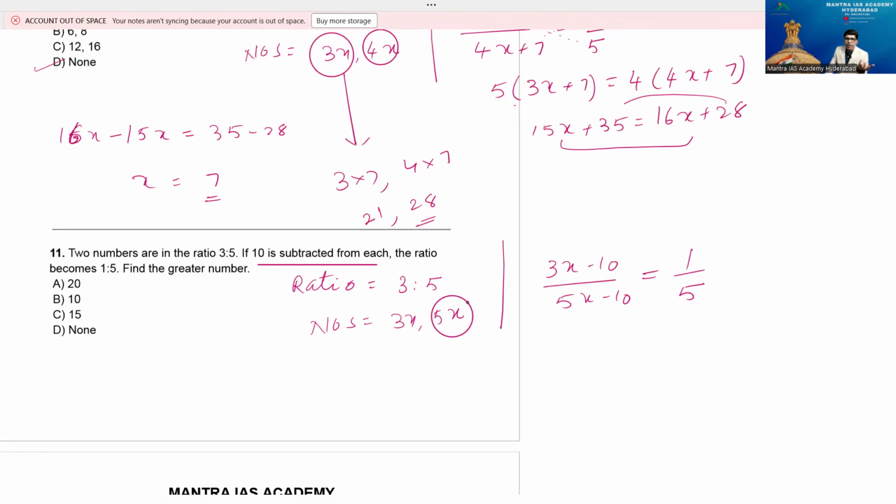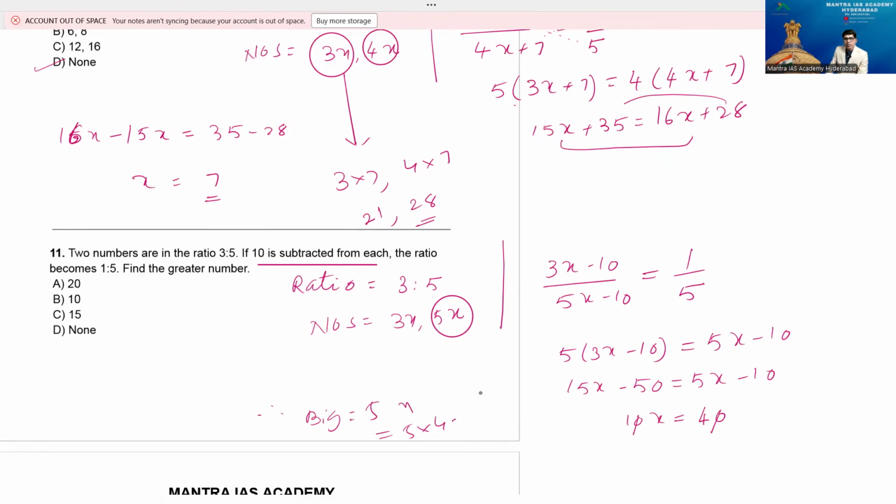For that also we have to find out the value of x. So, cross multiplication: 5 into (3x minus 10) is equal to 5x minus 10. This is 15x minus 50 is equal to 5x minus 10. 10x is equal to 50 minus 10, which is 40. So x is equal to how much? It is 4. When x is equal to 4, the greatest number, the big number, is 5x, which is 5 into 4, implies 20 is our answer.